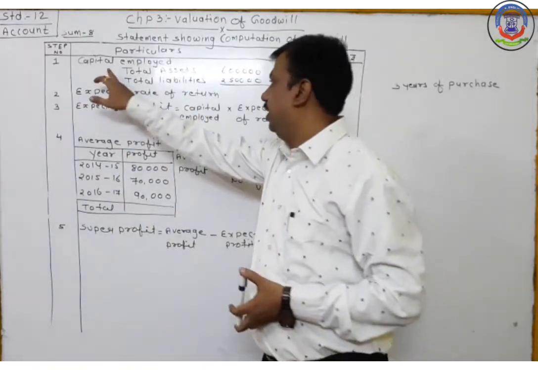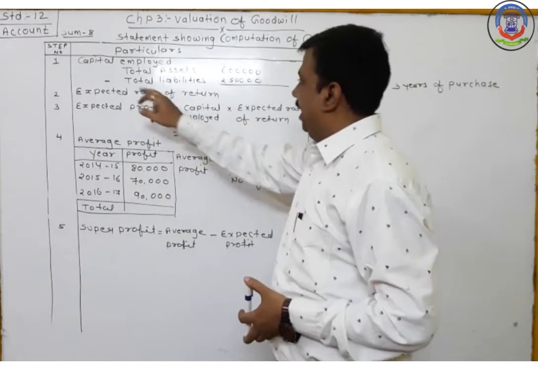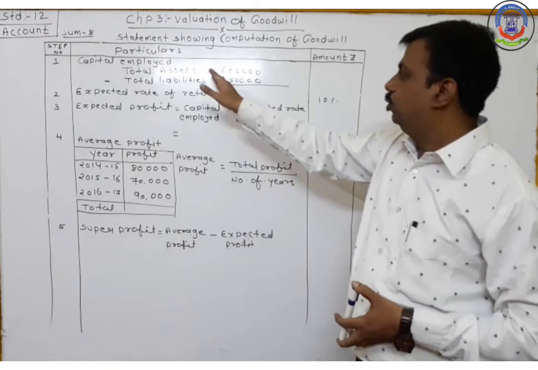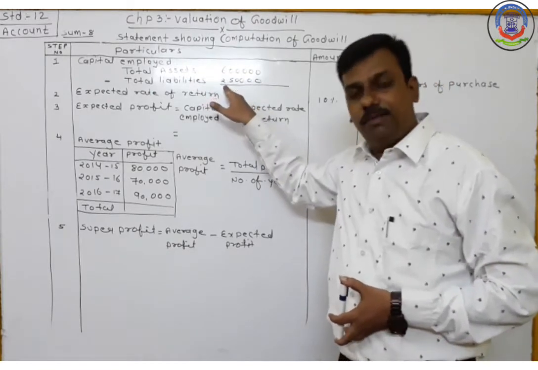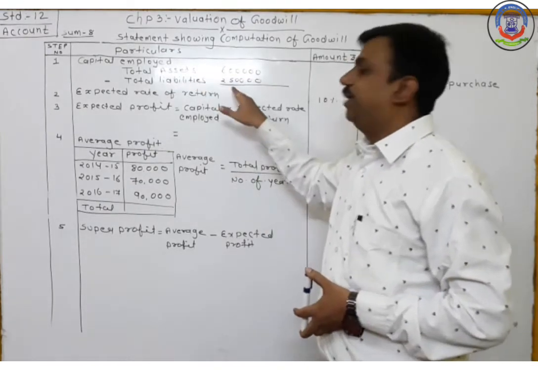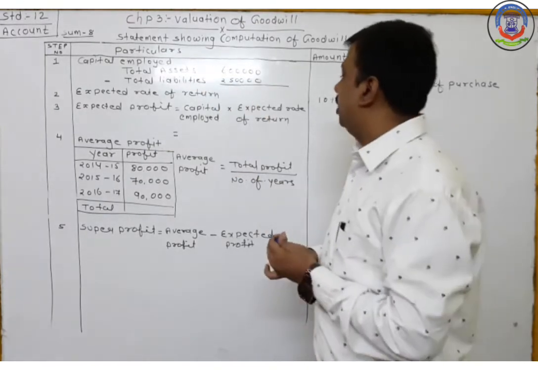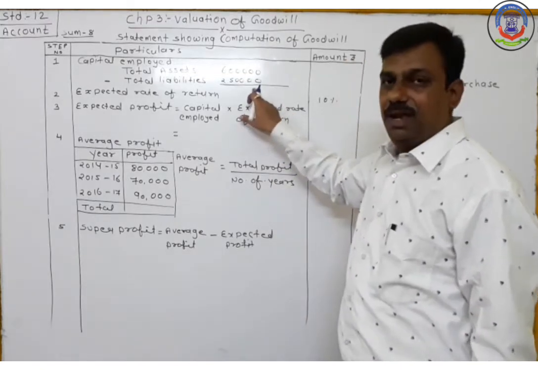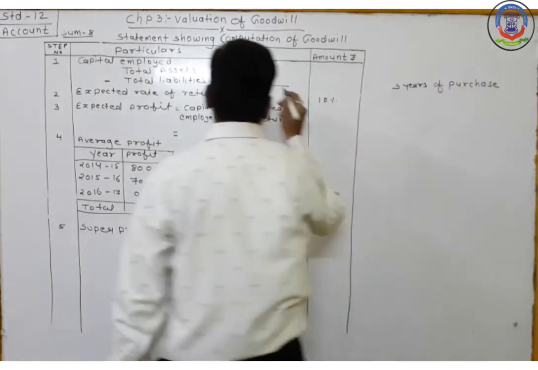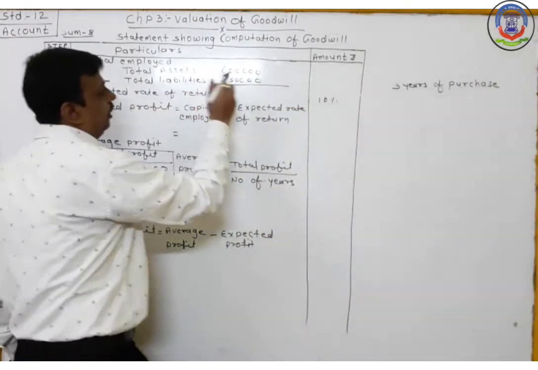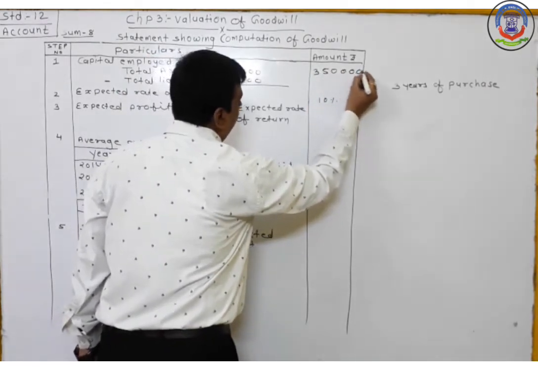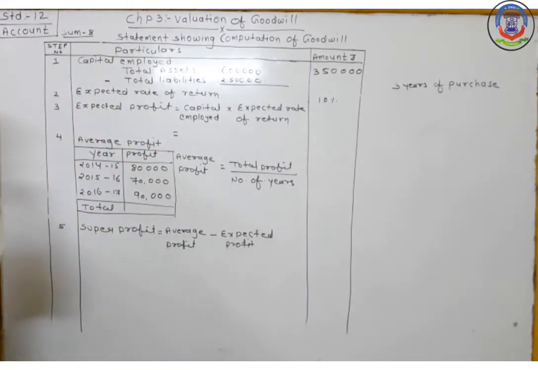First, we have to find out capital employed. Capital employed equals total assets minus total liability. Whenever you find capital employed, use total assets minus total liability. Total assets are rupees 6 lakh and total liability is rupees 2,50,000. It means after deducting liability from the assets, our capital employed will be 3,50,000 rupees.